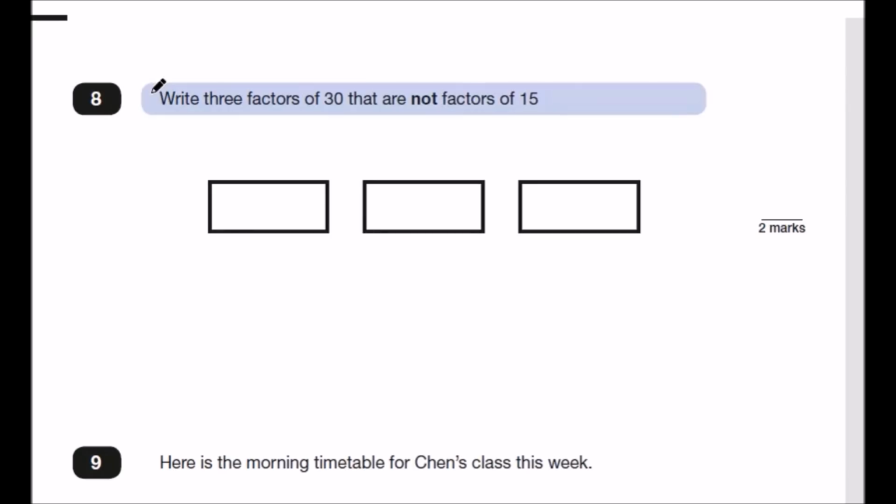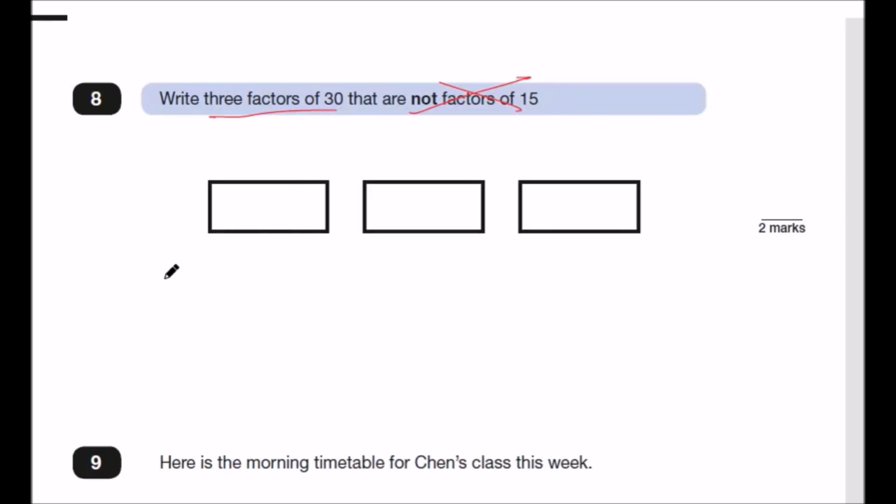Okay, so number 8. Write down 3 factors of 30 that are not factors of 15. Well, what I would do is list out every single factor of 30 and then just check and cross out the ones that are factors of 15. So keep the ones that are not. So from 30, let's break it down.